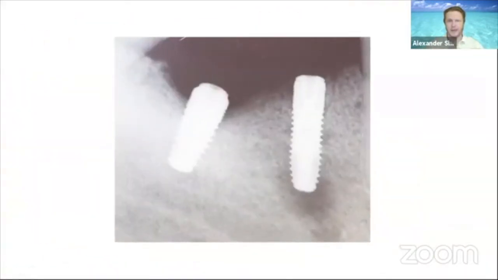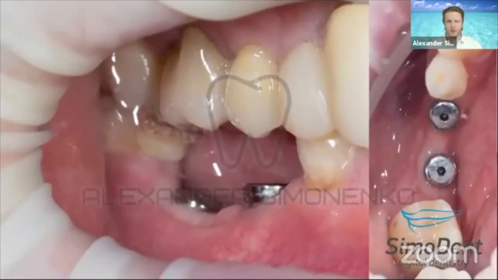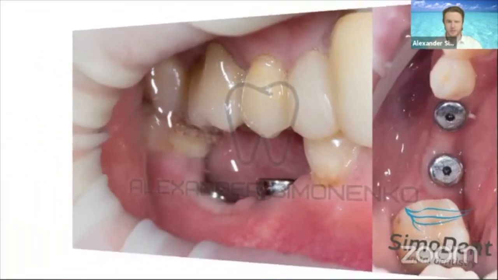Just look at the X-ray immediately after surgery. Of course, you can recognize some problems around the implant neck, around the posterior implant, and around the implant apex in the mesial region. We will come back to this X-ray a little later. Okay, we installed 2 implants.